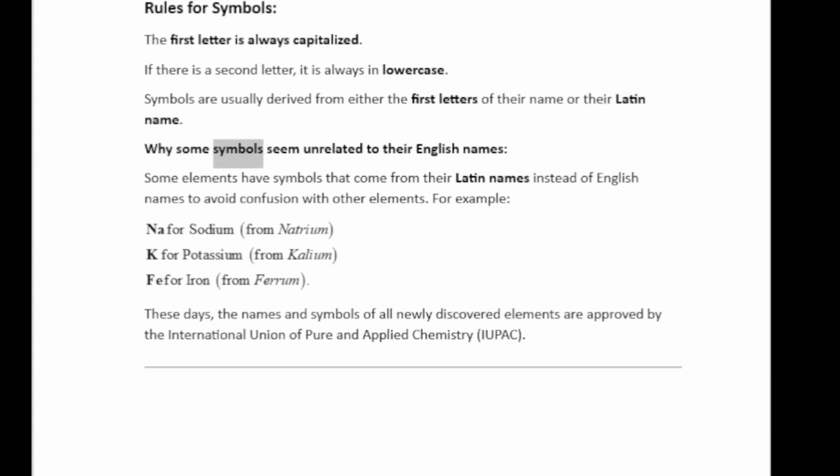Why do some symbols seem unrelated to their English names? Some elements have symbols that come from their Latin names instead of English names to avoid confusion with other elements. For example, these days, the names and symbols of all newly discovered elements are approved by the International Union of Pure and Applied Chemistry, IUPAC.